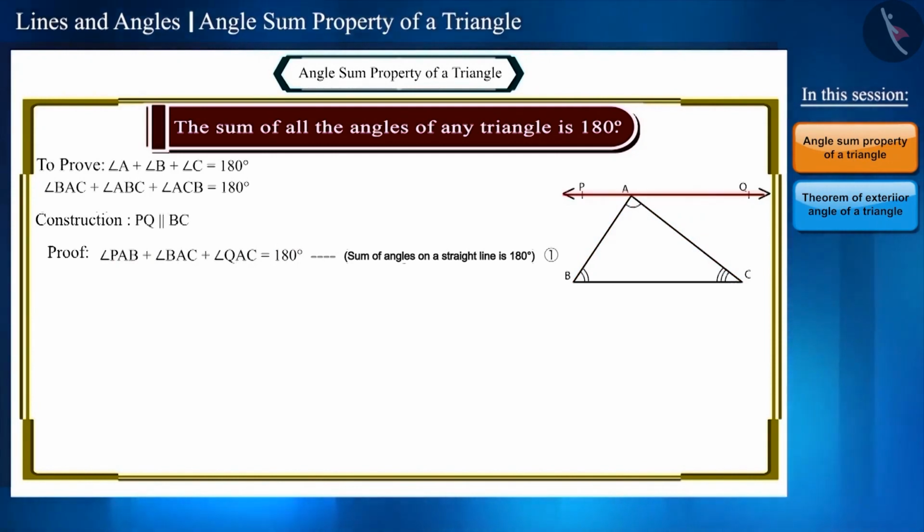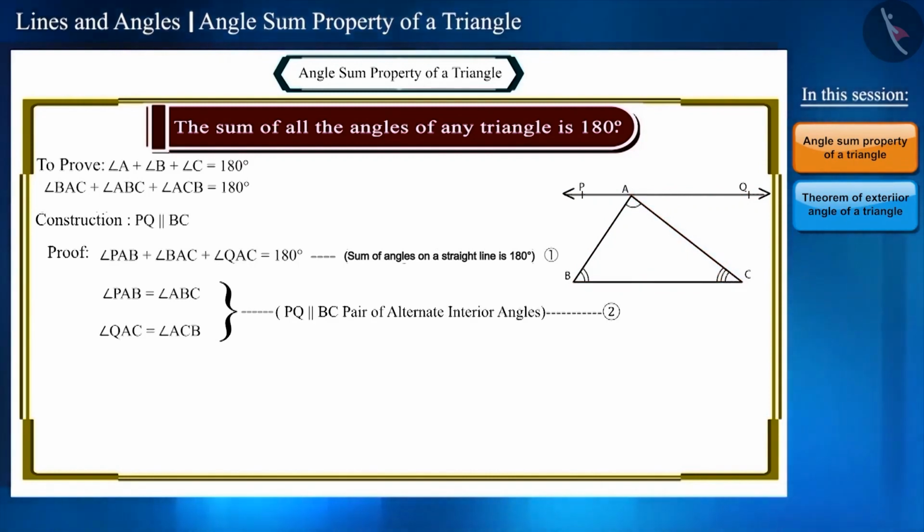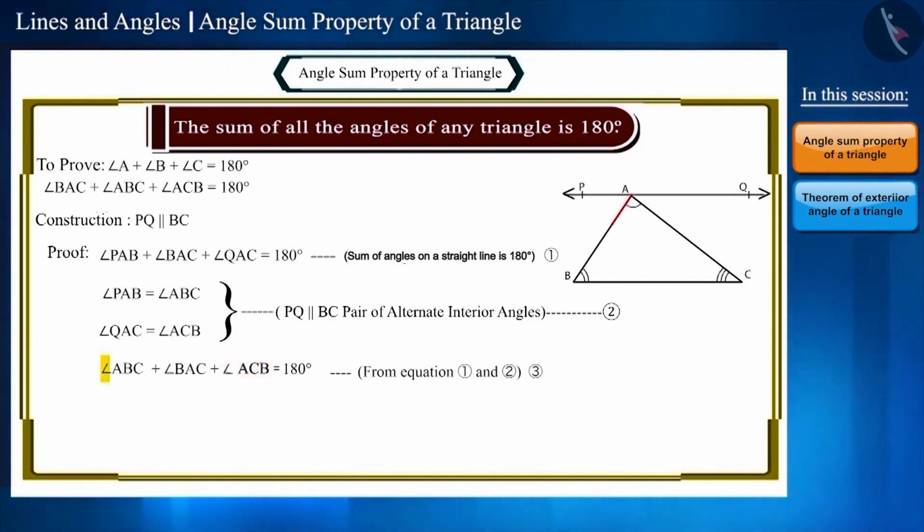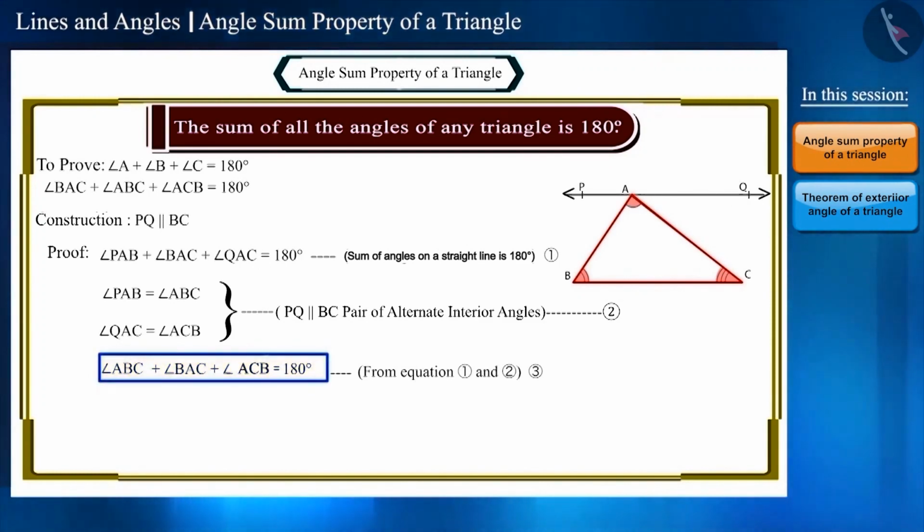And because line PQ and line segment BC are parallel, so now we will use the properties of transversal. Therefore, angle PAB is equal to angle ABC and angle QAC is equal to angle ACB because these are pairs of alternate interior angles. Equation 2. Now in equation 1, we can write angle ABC instead of angle PAB and angle ACB instead of angle QAC. So equation 1 will be angle ABC plus angle BAC plus angle ACB equals 180 degrees. So friends, thus the theorem is proved.